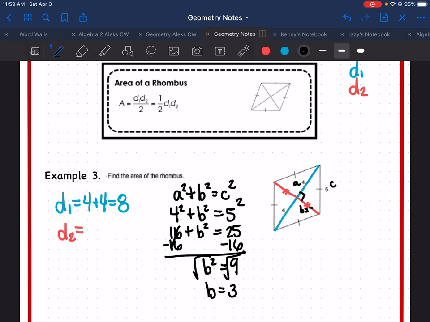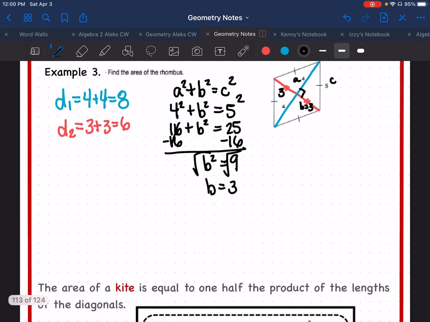So this is 3, which means this is 3. So if I come in to find D2, it's 3 plus 3, or 6. And now I can go ahead and use the formula. I'm going to use this one right here to do D1 times D2. Go ahead and do this up here. D1 times D2 divided by 2.